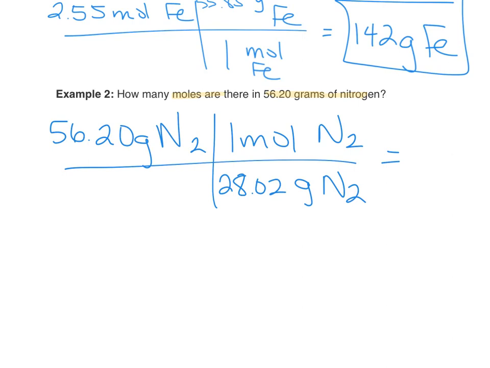Now let's go back and double check our sig figs. The least number of sig figs in the problem is 4. So rounding this to 4 sig figs, we're going to get 2.006 moles of N2.